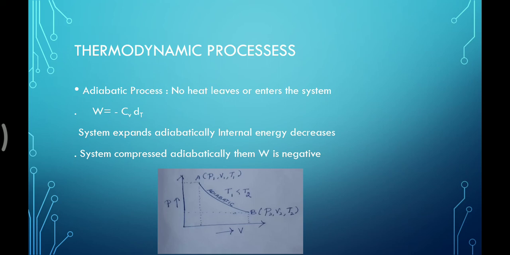And இங்கே வந்து system expands adiabatically, internal energy decreases. Adiabatically expand ஆச்சுன்னா the internal energy will decrease, and if the system is compressed adiabatically then W is negative. இங்கே C என்றது என்னன்னா specific heat capacity, it is denoted as C, and here the small change in the temperature is given as dT.